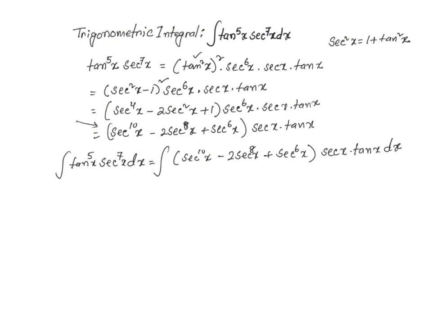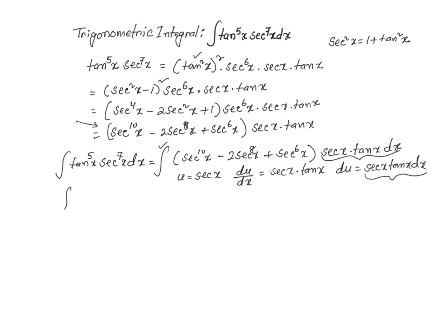Now we are going to make a u substitution. Let's say u is equal to secant of x, then du over dx is secant x times tangent x. That tells me du is equal to secant x tangent x dx. This, by the way, is the same as this. So if I do the u substitution, the right hand side of the integral becomes the integral of u to the power 10 minus 2 u to the power 8 plus u to the power 6 du.